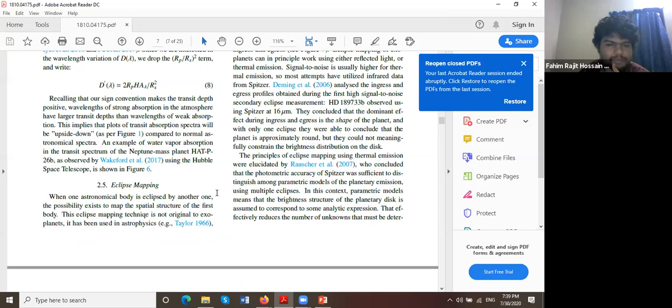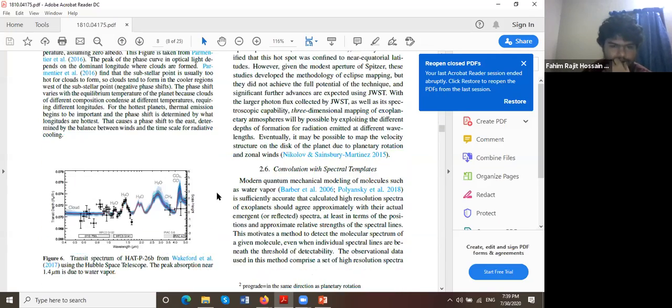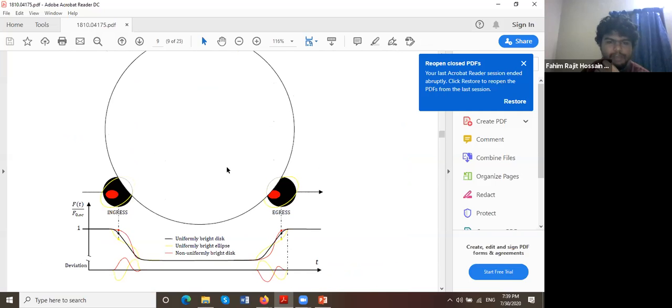Eclipse mapping is another thing. When the star eclipses the planet, it may not eclipse the whole thing because of the inclination of the orbit and the eccentricity of the orbit. It may just hide a portion of the planet, or a limb of the planet. Then we can measure the atmosphere of the planet at that exact moment, because when this kind of thing happens, like here, this kind of thing happens.